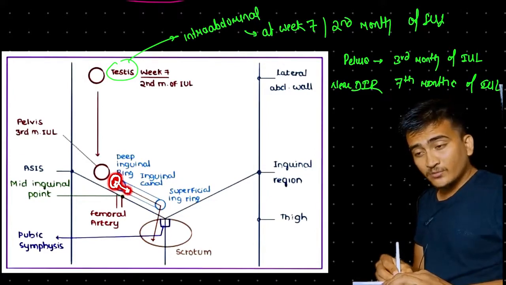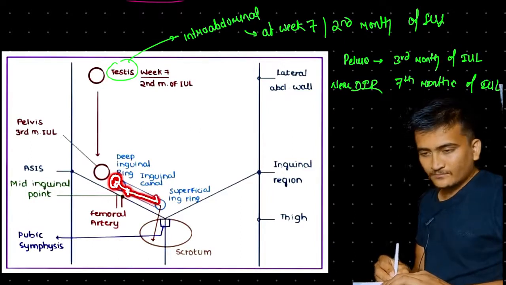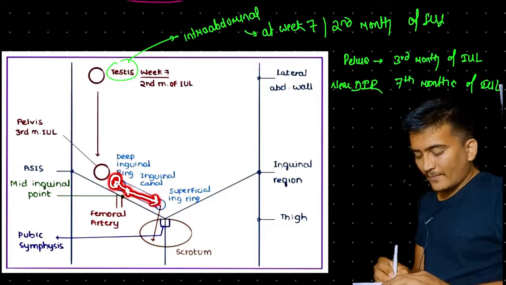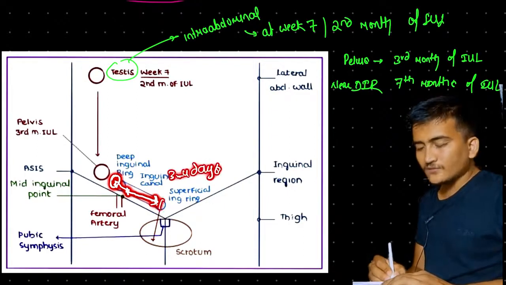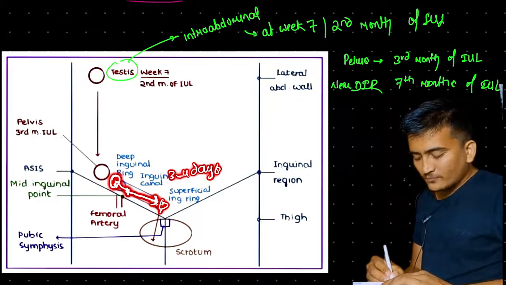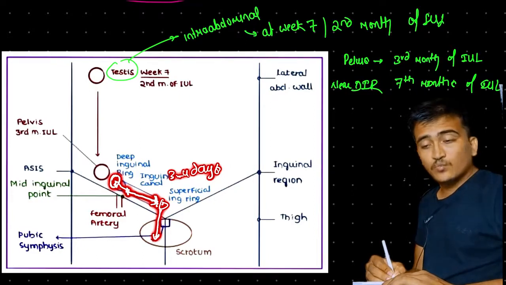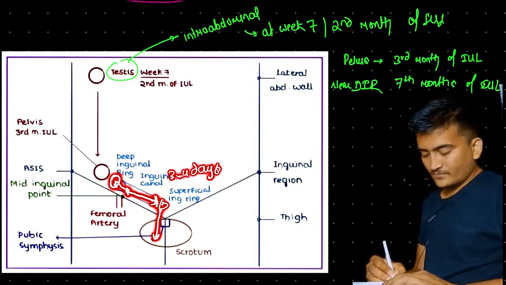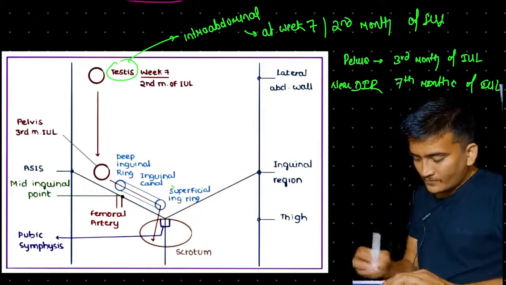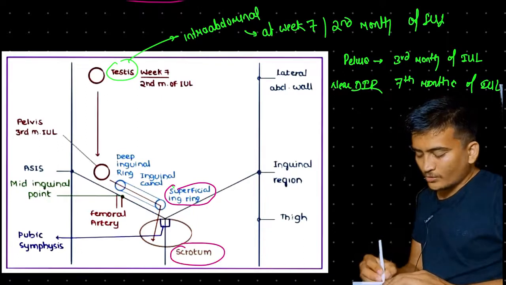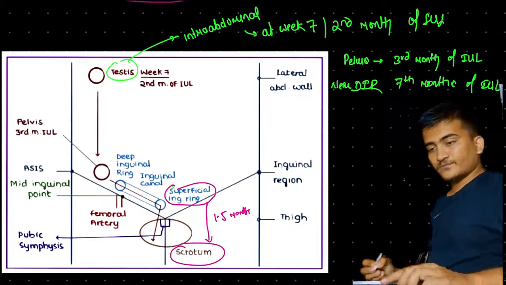It will enter the deep inguinal ring, and it will pass through the inguinal canal, right? Now this will happen after 3-4 days. Now from this inguinal canal to the scrotum, it takes 1.5 months to reach the scrotum, right? From the superficial inguinal ring to this scrotum, how much time does the testis take? 1.5 months to reach there, right?